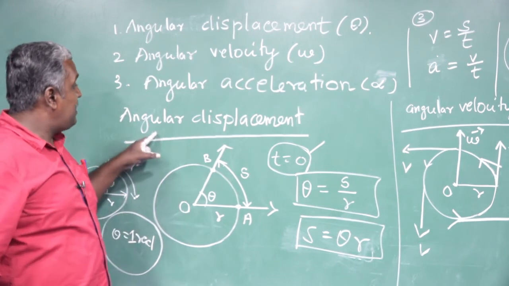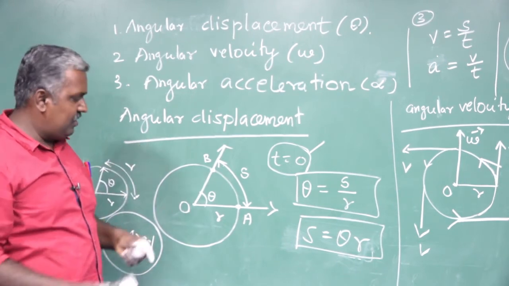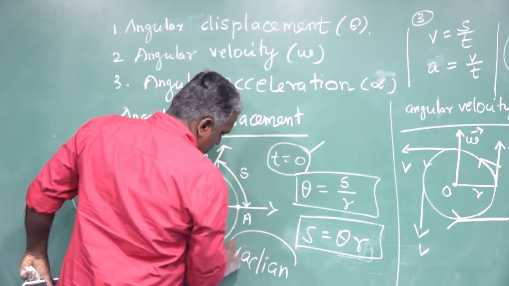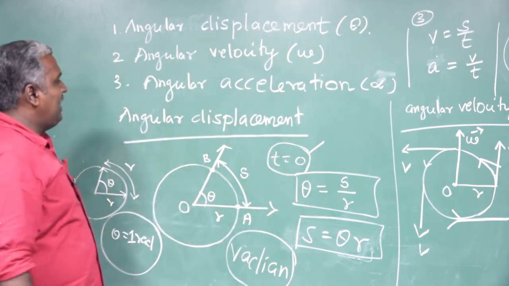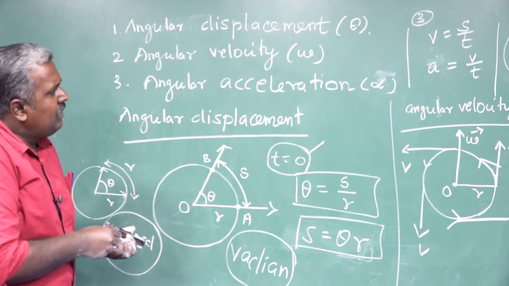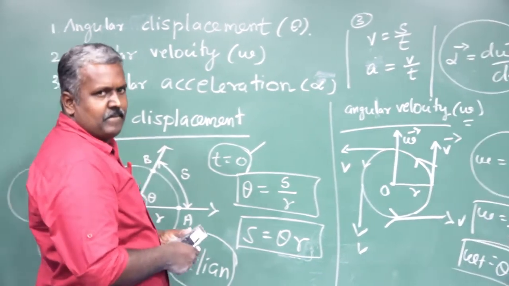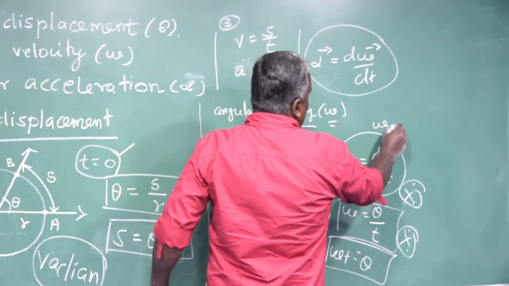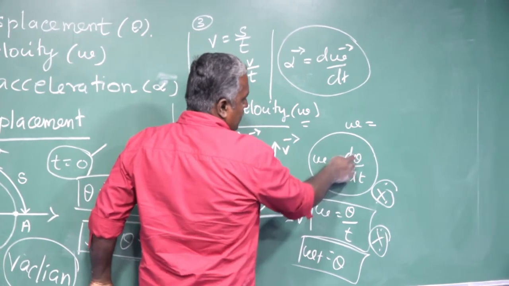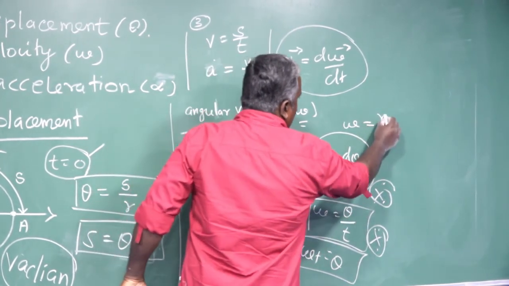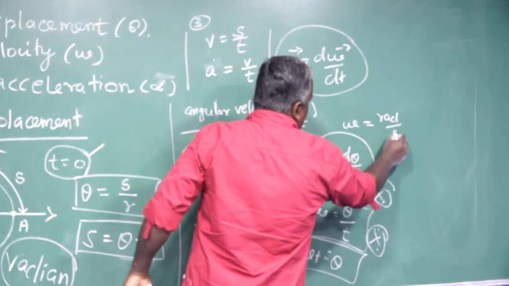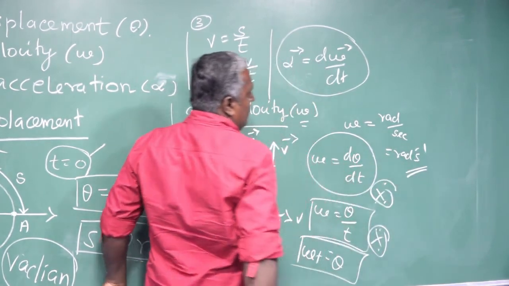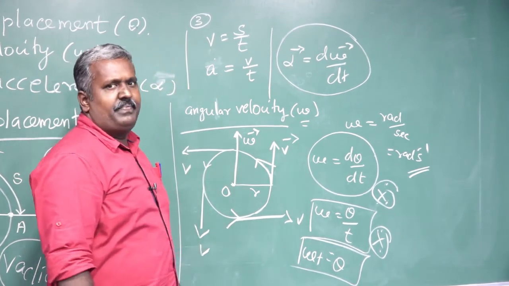What is the unit of angular displacement? I told you. Very good, radian, or rad. That is the unit of angular displacement. Now the unit of angular velocity. You can write it with the help of the formula: omega is equal to theta by t. Theta is in radian and time in second. So radian per second is the unit for angular velocity.